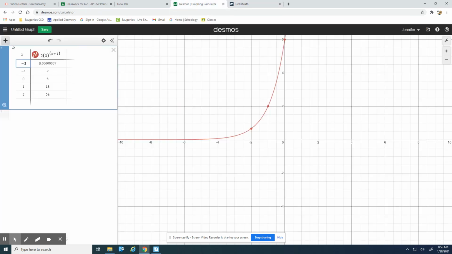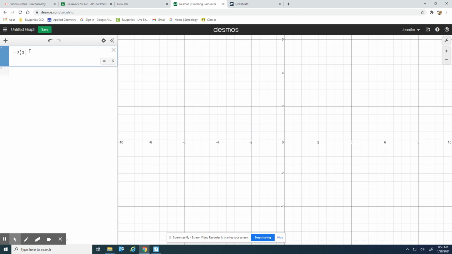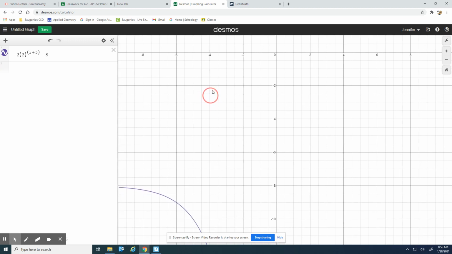So over at Desmos, and I said you can't even type in the log bases in Delta Math, I don't think. So Desmos is definitely your best option. So -2 times 2 shift 6, parentheses, x plus 5, minus 8. Okay, so I can't even see my graph, but that's because it's been flipped around. So I'm going to move this up.